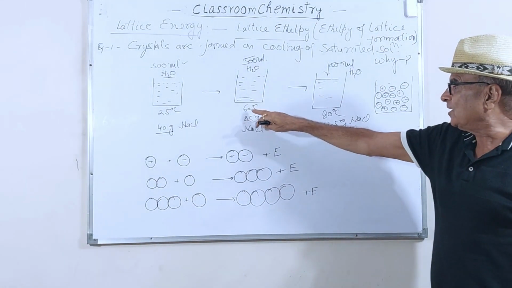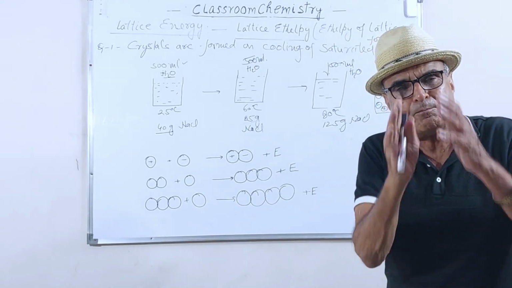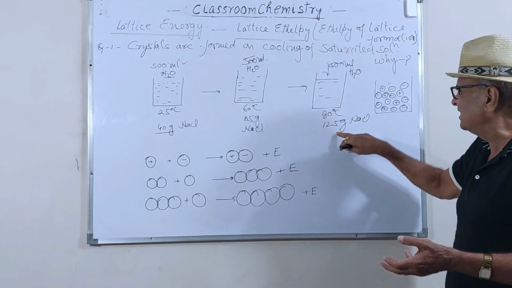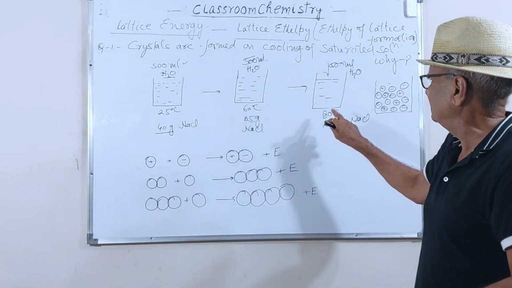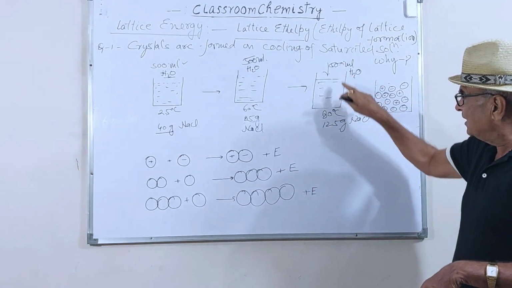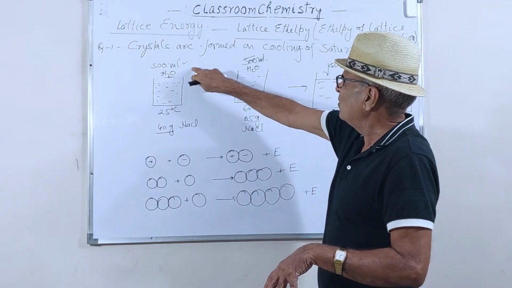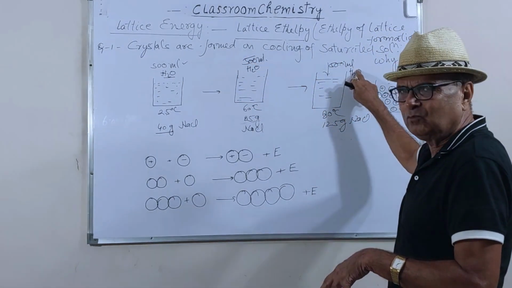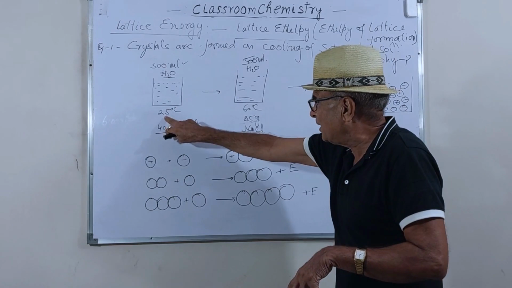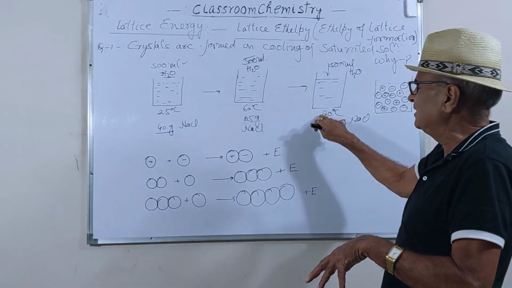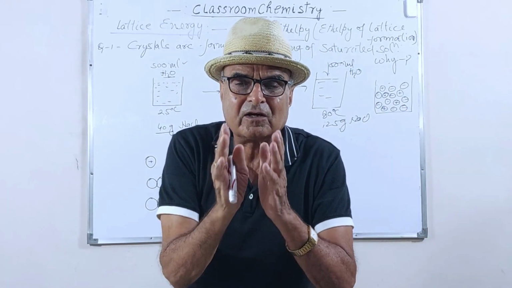Again, I raise the temperature from 60 to 80 degrees centigrade, and I found some more NaCl can be dissolved, and finally I found that 125 gram of NaCl can be dissolved at this temperature. So there are three saturated solutions which have the same volume, but the temperature is different: 25 degrees centigrade, 60 degrees centigrade, and 80 degrees centigrade, and the amounts are 40, 85, and 125. Now start the cooling.